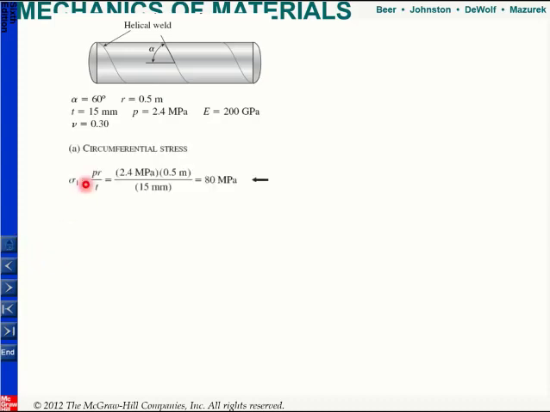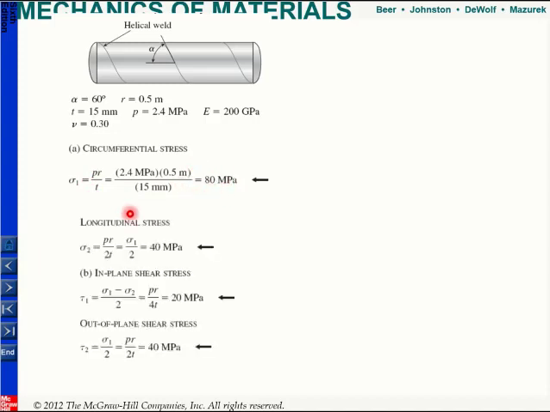So hoop stress is given by PR over T. When I calculate, I get 80 megapascal. And then I can get my longitudinal stress, which is equal to PR over 2T, which is 40 megapascal.